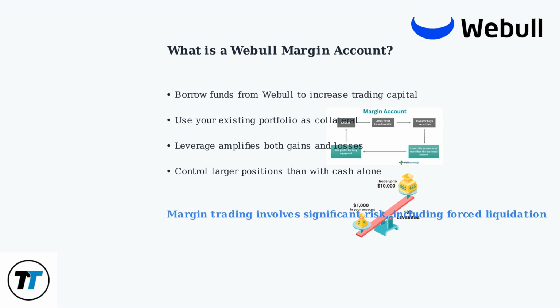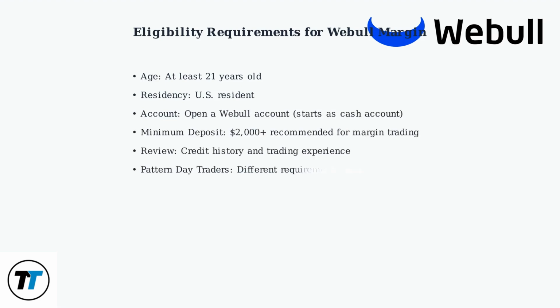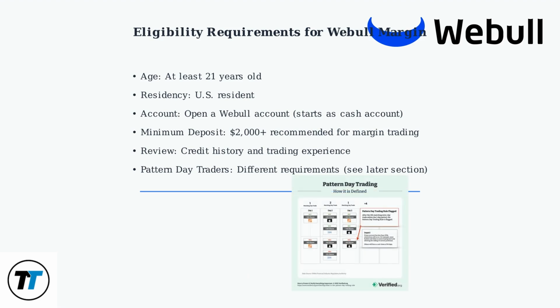required maintenance margin. To be eligible for a Webull margin account, you generally need to be at least 21 years old and a U.S. resident. You'll also need to open a Webull account, which typically starts as a cash account. While the minimum deposit to open an account might be low, having at least $2,000 or more is recommended for margin trading due to regulatory requirements and risk management. Webull will also review your credit history and trading experience as part of the approval process.